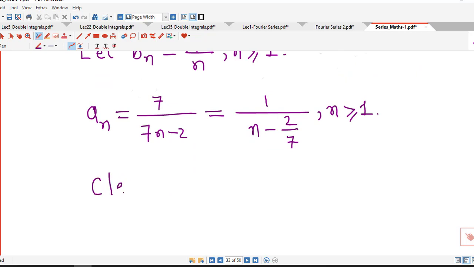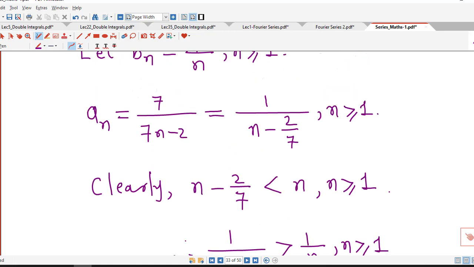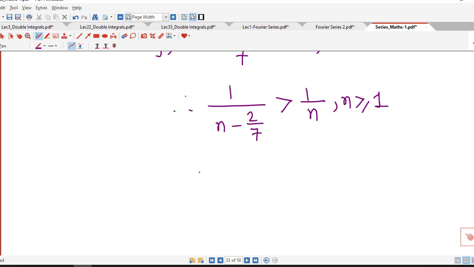Now it is clear that n minus 2 by 7 is strictly less than n for all n greater than or equal to 1. So if we take the reciprocal, 1 over n minus 2 by 7 is greater than 1 by n for all n greater than or equal to 1. Now 1 over n minus 2 by 7 is an, and this is bn. So here an is greater than bn for all n greater than or equal to 1.